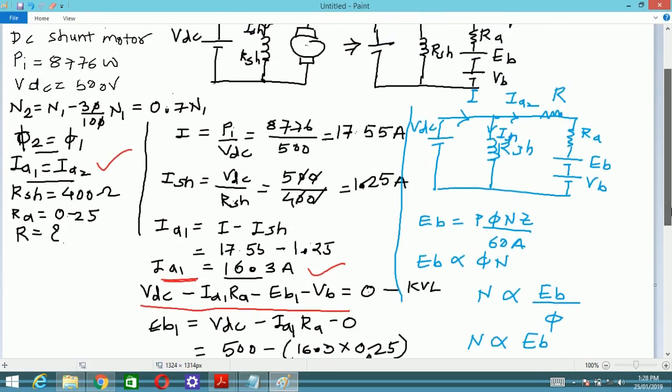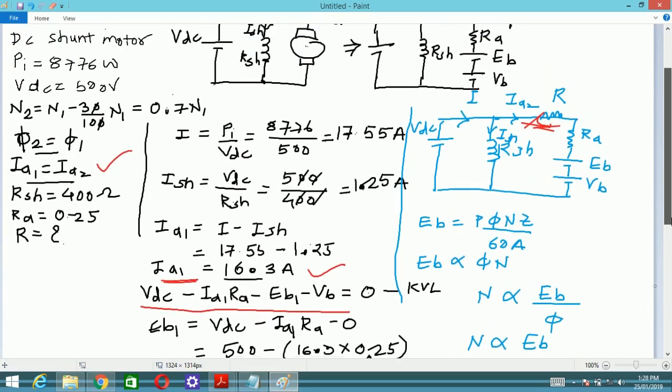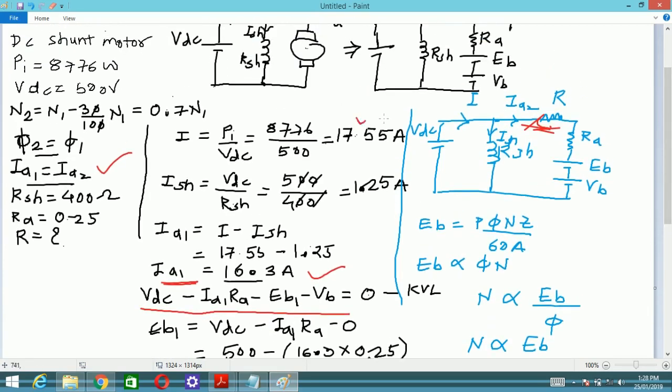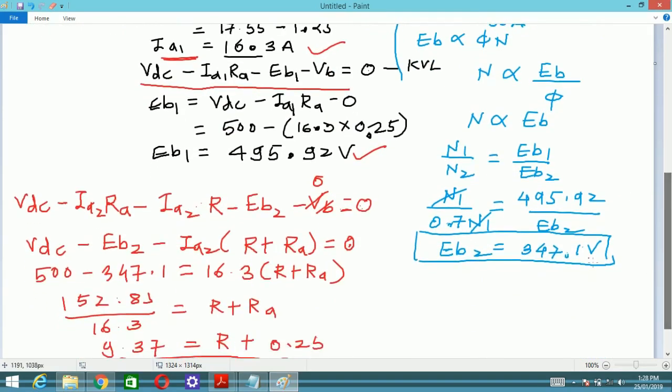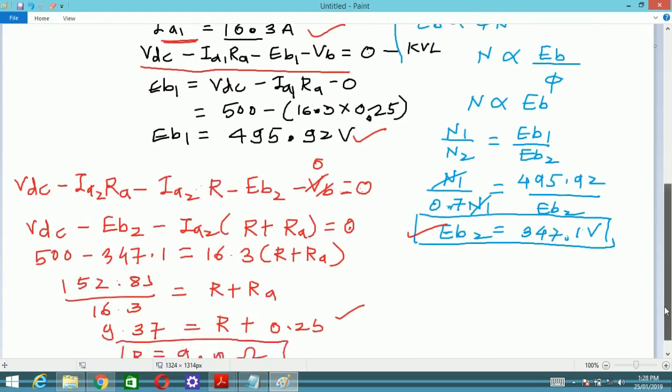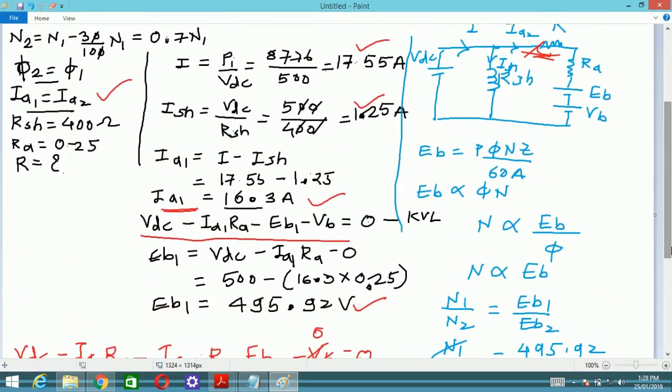This is the value of resistance which is going to be inserted into the armature circuit in order to get the reduced speed. If you look at the marking scheme, it carries 7 marks, so this is a very important part. You can consider 1 mark for calculating the armature current, 1 mark for this, then 1 mark for this, and 2 marks for this. So in total you get 7 marks for this calculation.